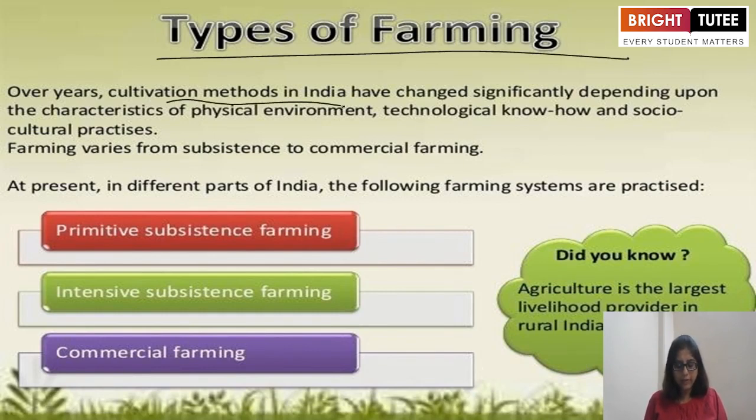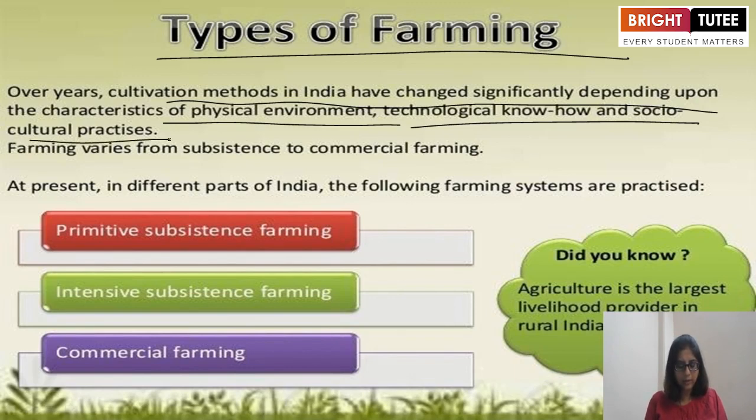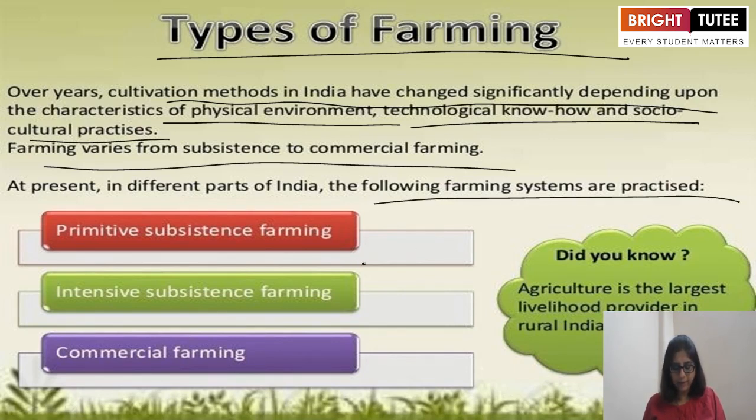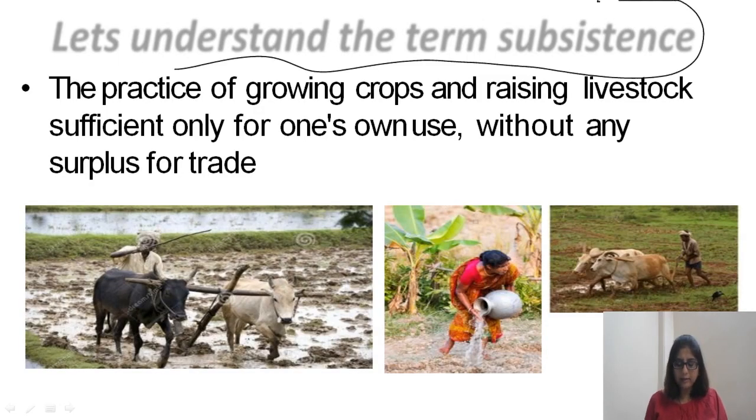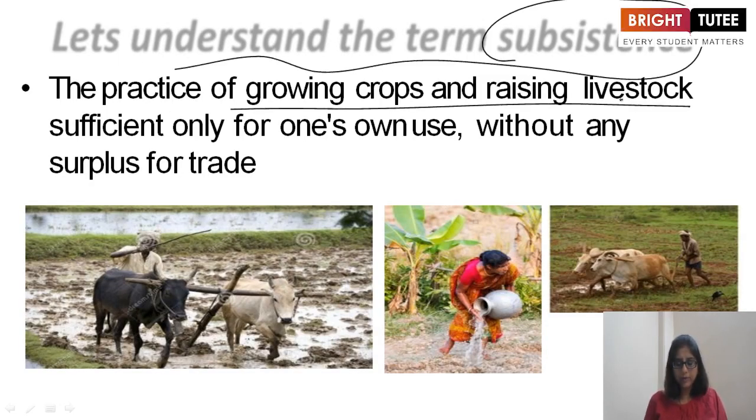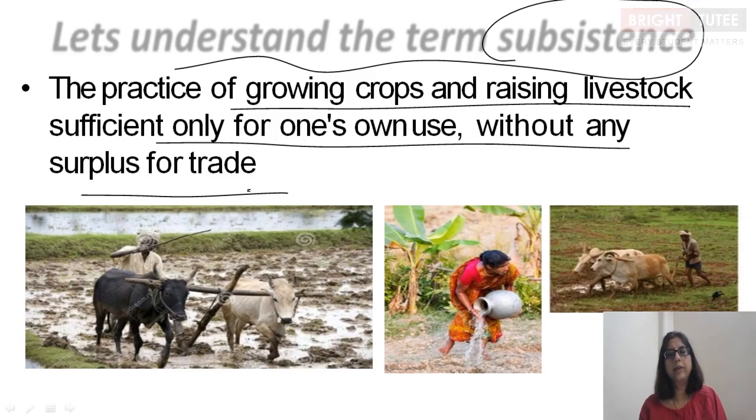Over the years, cultivation methods in India have changed significantly, depending upon the characteristics of physical environment, technological know-how, and socio-cultural practices. Farming varies from subsistence to commercial farming. At present, in different parts of India, the following farming systems are practiced: primitive subsistence farming, intensive subsistence farming, and commercial farming. And did you know agriculture is the largest livelihood provider in rural India? Now let us understand the term subsistence: the practice of growing crops and raising livestock sufficient only for one's own use without any surplus for trade.